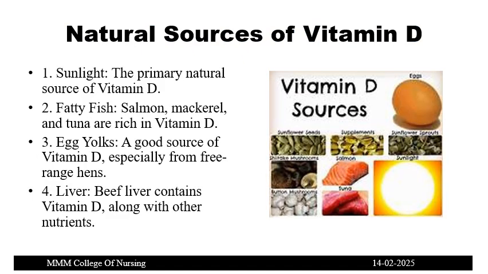Let's see the natural sources of vitamin D. We have four types of natural sources. Sunlight, the primary natural source of vitamin D. Fatty fish, like salmon, mackerel, and tuna, are rich in vitamin D. Next, egg yolk is a good source of vitamin D, especially from free-range hens. And from the animal side, liver contains vitamin D, especially beef liver. These are the natural sources of vitamin D.